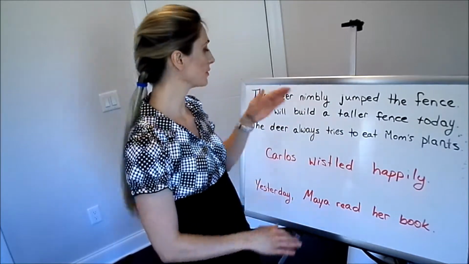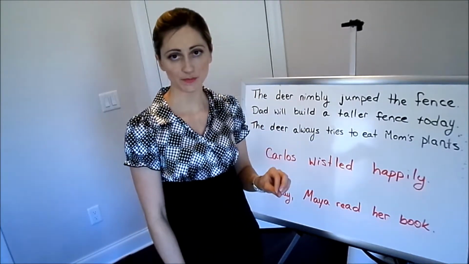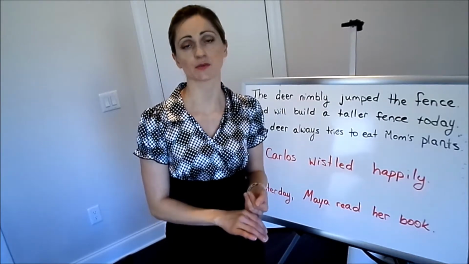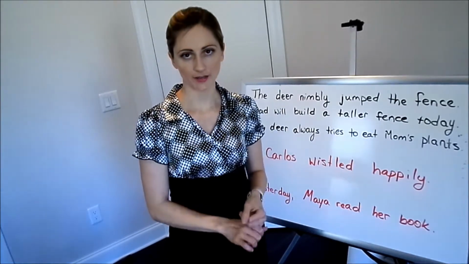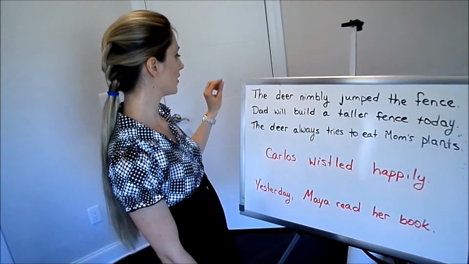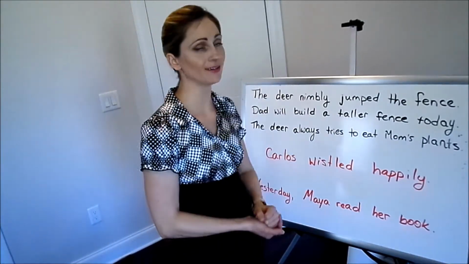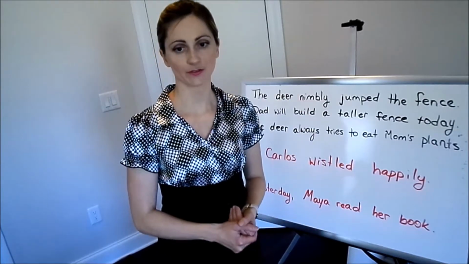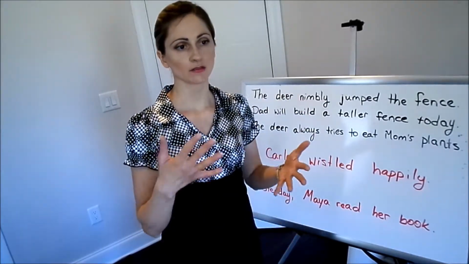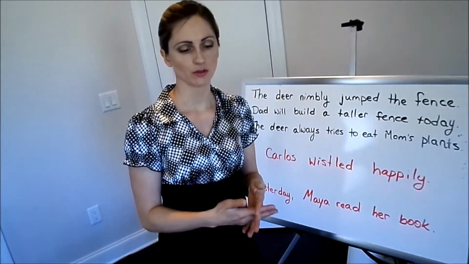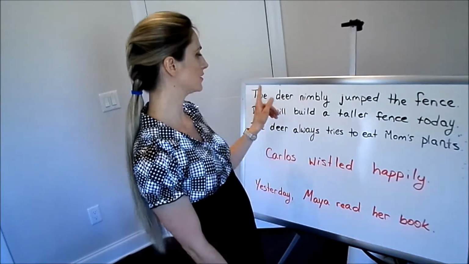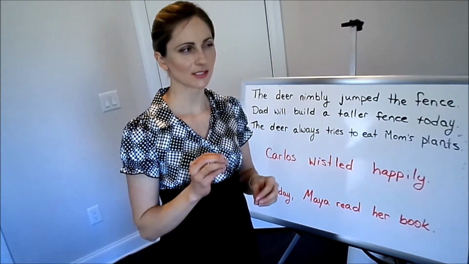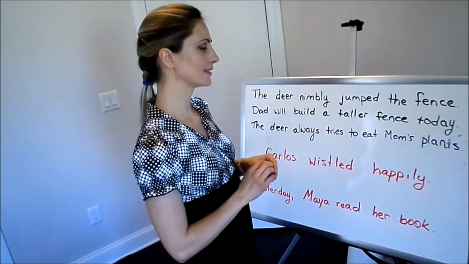So, as we begin, we're going to review adverbs. Using these sentences, we're going to review marking sentences and asking ourselves questions to look for adverbs. So, first sentence, the deer nimbly jumped the fence. The word nimbly here, if you've never heard of it, means quickly or easily, without any trouble. So the deer here was very smart and quick about doing it.